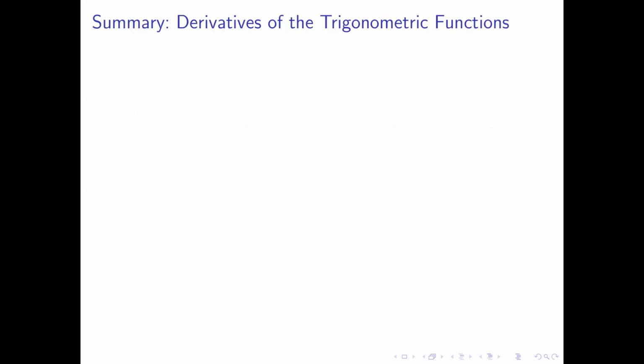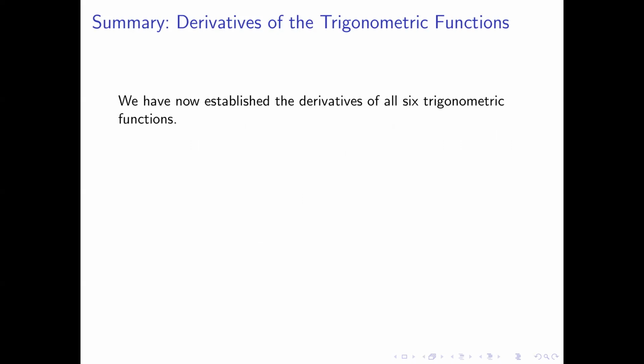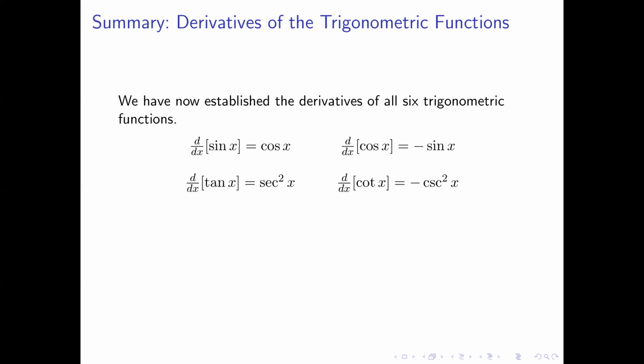And that brings us to the end of our introduction of trigonometric derivative formulas. So let's summarize. We now know the derivatives of all 6 trigonometric functions. The derivative of the sine of x is the cosine of x. The derivative of the cosine of x is negative sine of x. The derivative of the tangent of x is secant squared of x. The derivative of the cotangent of x is negative cosecant squared of x. The derivative of the secant of x is the secant of x times the tangent of x. And the derivative of the cosecant of x is negative cosecant of x times cotangent of x.